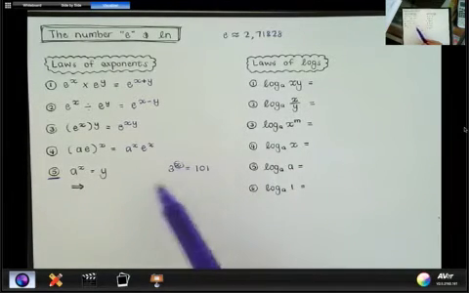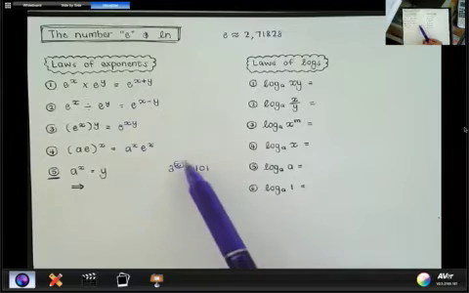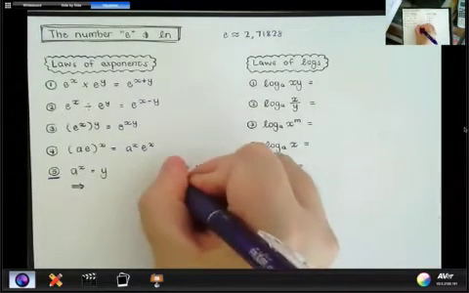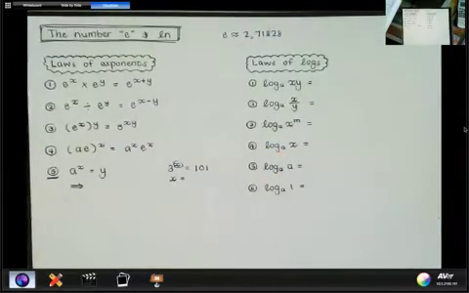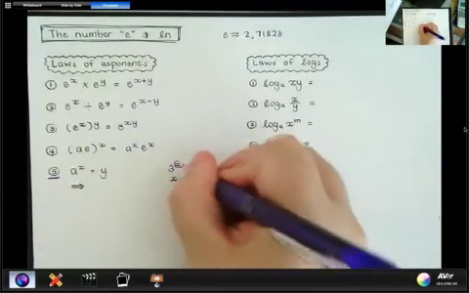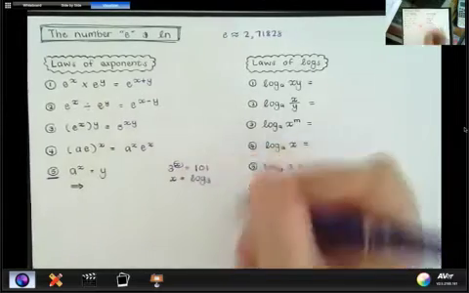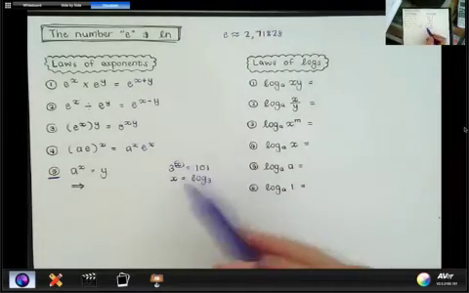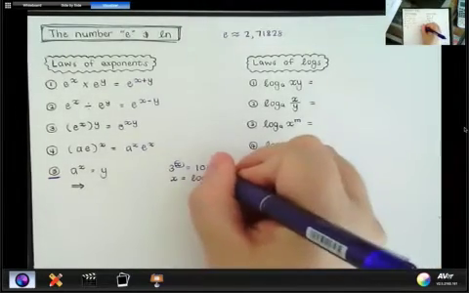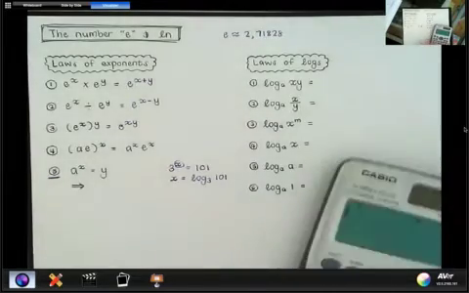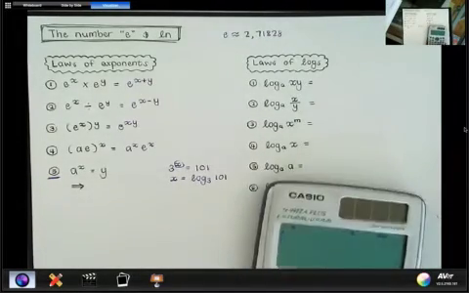That's the purpose of logs. The purpose of logs is making the exponent the subject. So we're going to change it to x equals, and the base of the exponent becomes the base of the log. So we're going to have log base 3. The 3 is written almost like a subscript of log, and then the other number is just the number after the base. So 101.